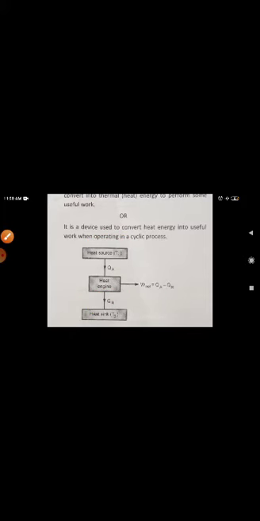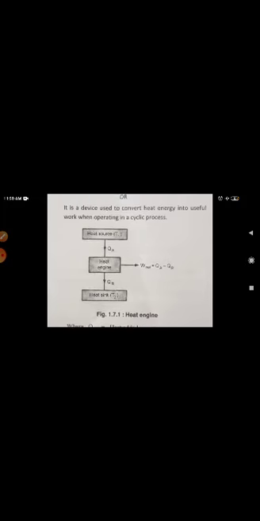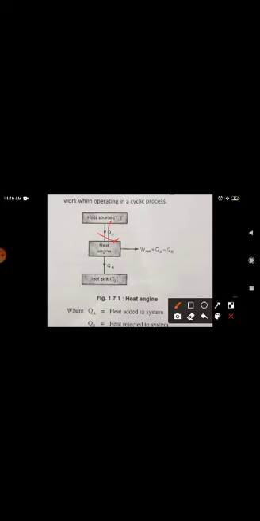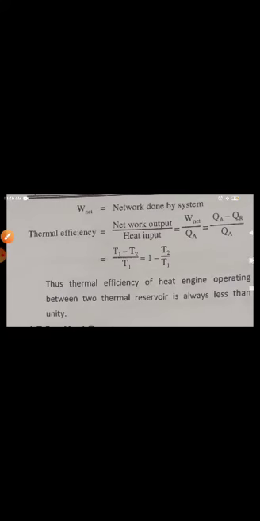Now this is the diagram of the heat engine. QA is the heat supplied, and QR is the heat rejected. And what is the net work? It is QA minus QR, that is heat supplied minus heat rejected. Now the thermal efficiency is work output upon heat input, that is W net upon QA.